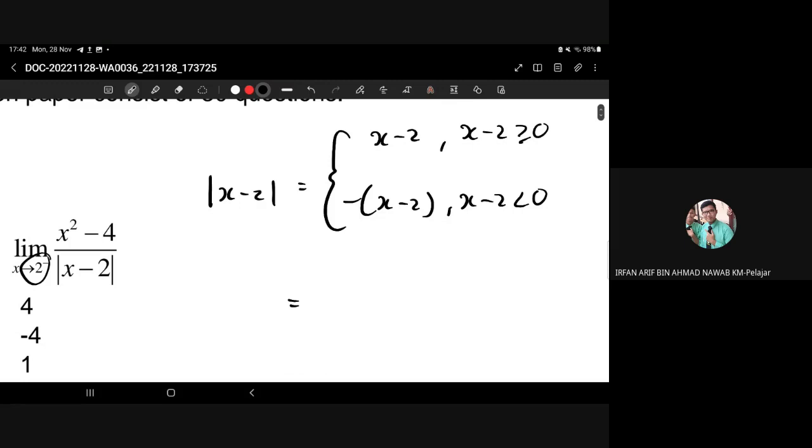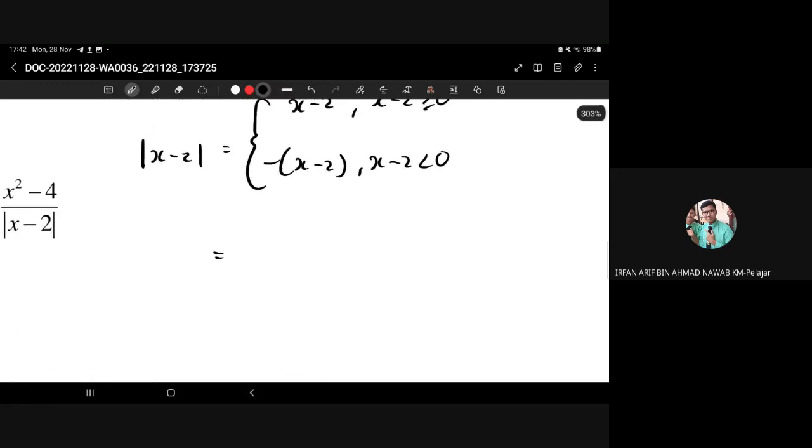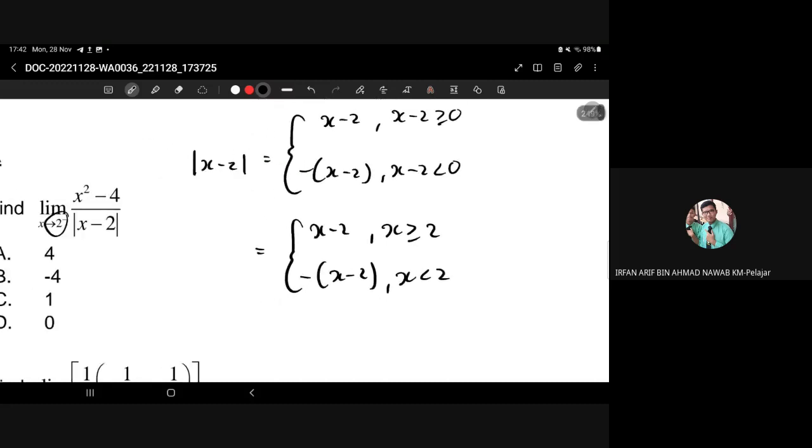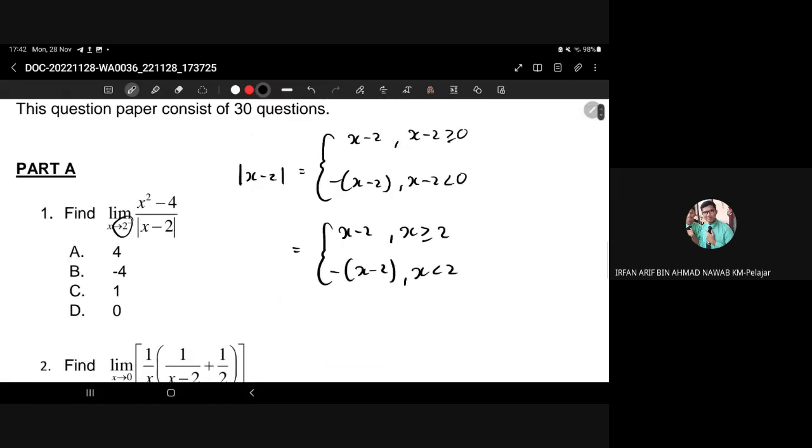Before that, we have to simplify this piecewise function. Now we have to simplify the domain. So now we have x minus 2, where x is bigger than or equal to 2, and negative x minus 2, where x is less than 2. Since the limit tells us that it wants the value when x is approaching 2 from the left, we will be using this function here. We will not be using x minus 2, because that is for approaching from the right.